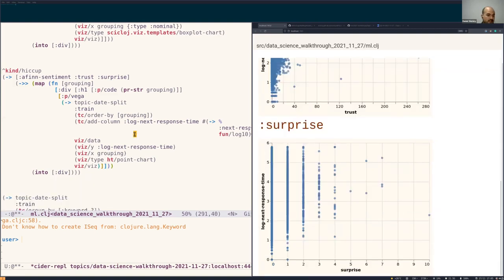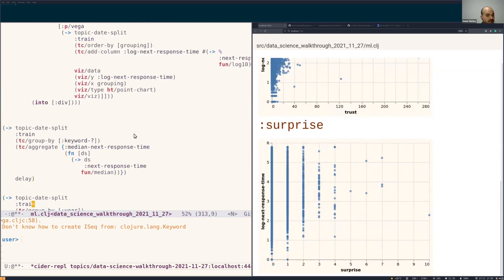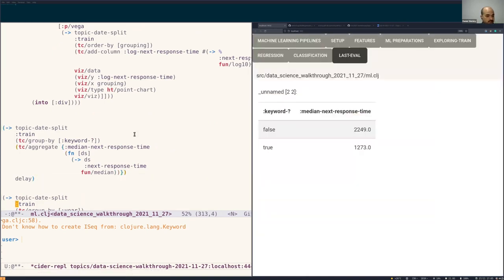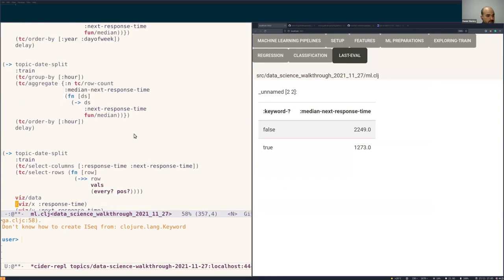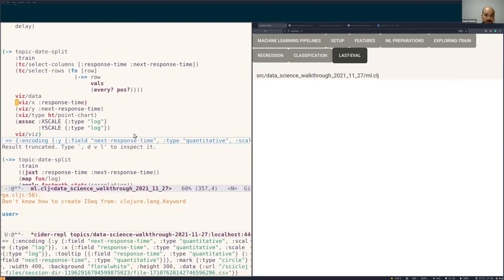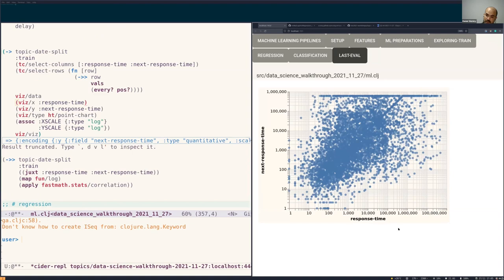Anyway, that is a little taste of the data. And here is another useful thing. I'll skip a little bit. This one is useful. That is the relationship between the response time and the next response time.